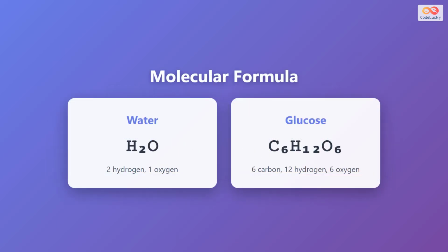The molecular formula tells us the exact number of each type of atom in a molecule. For example, water is written as H2O, meaning each water molecule contains 2 hydrogen atoms and 1 oxygen atom. Glucose, a sugar molecule, is written as C₆H₁₂O₆, containing 6 carbon atoms, 12 hydrogen atoms, and 6 oxygen atoms. This formula gives us precise atomic composition.